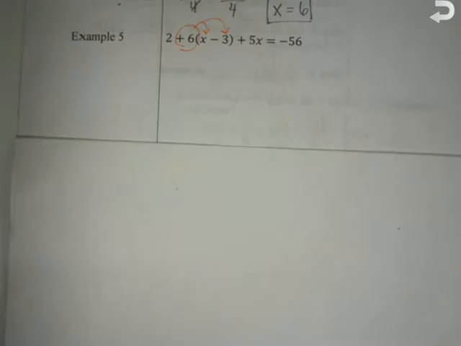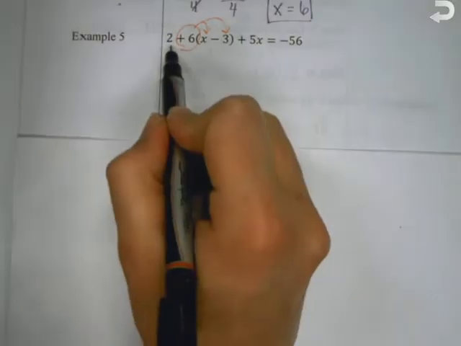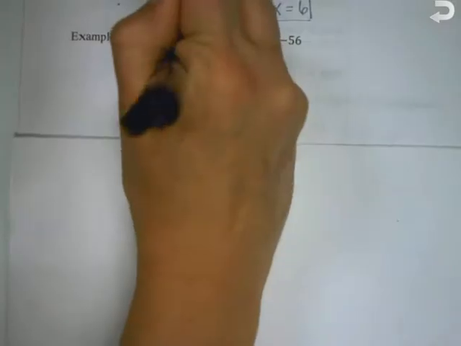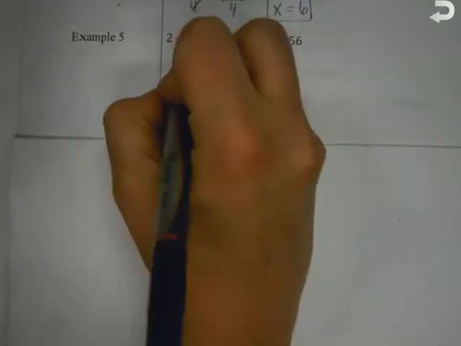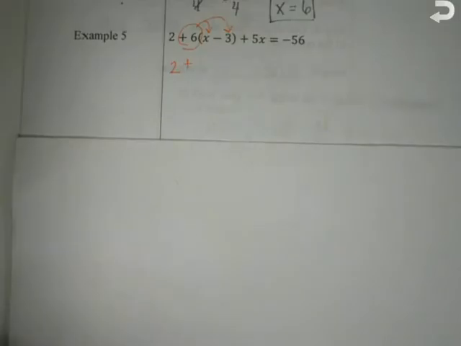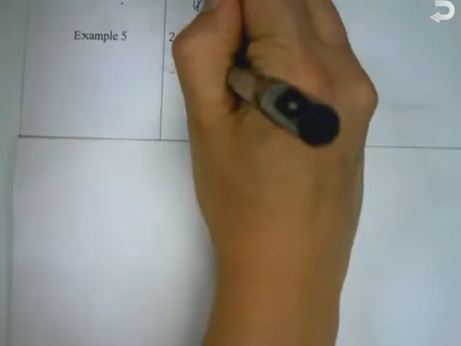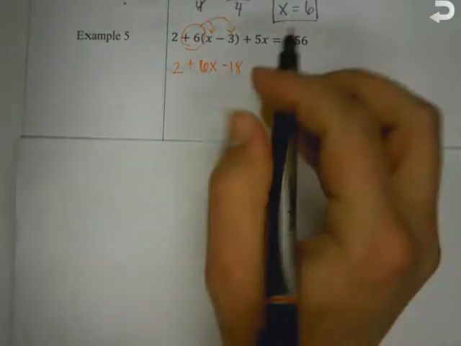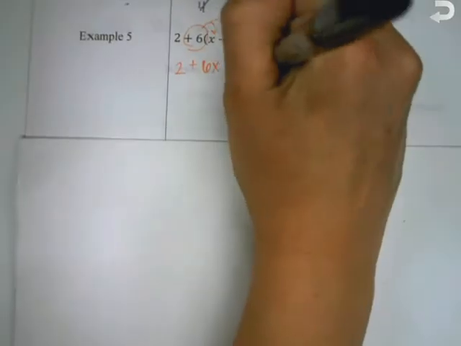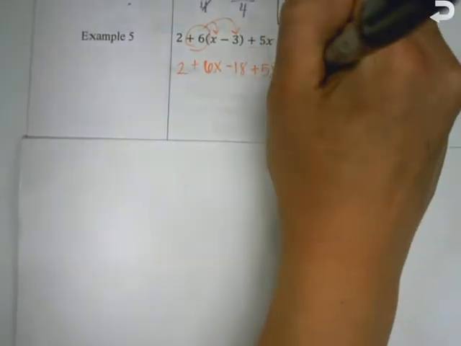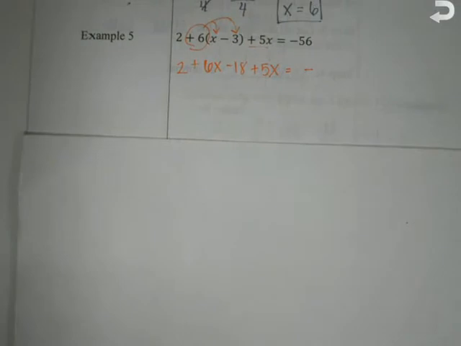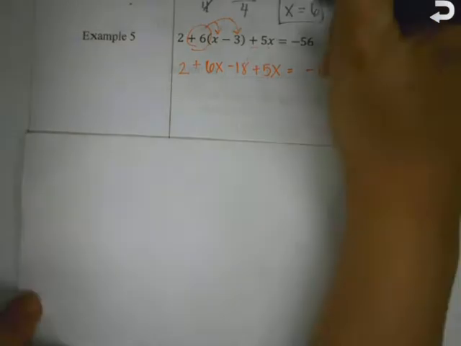So what's that going to give me on the left? Have I used the 2 at all yet? No. So this is 2 plus what? 6x minus 18. Have I used that plus 5x yet? No. So plus 5x equals negative, and that's a typo too. It should be negative 60. Okay, so it should be negative 60. You guys will thank me in just a second.